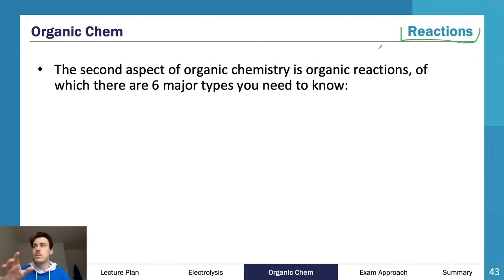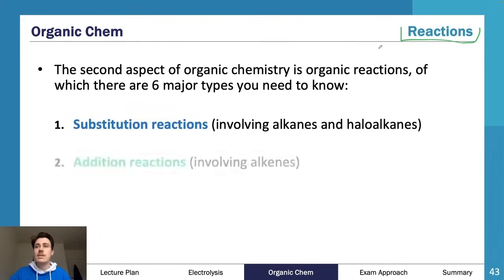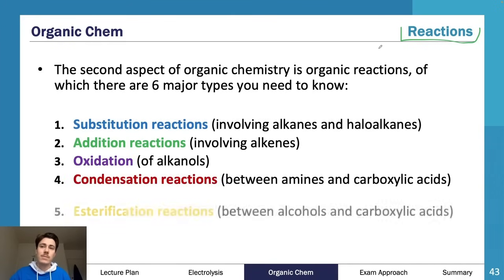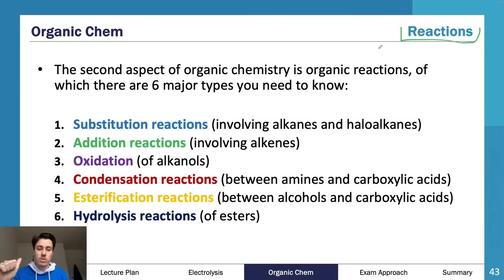So we've talked about different naming and organic compounds. Now we're going to talk about how do those actually react and form each other. So there are 6 main reaction types you need to know. The 6 main types are substitution, addition, oxidation, condensation, esterification, and hydrolysis.